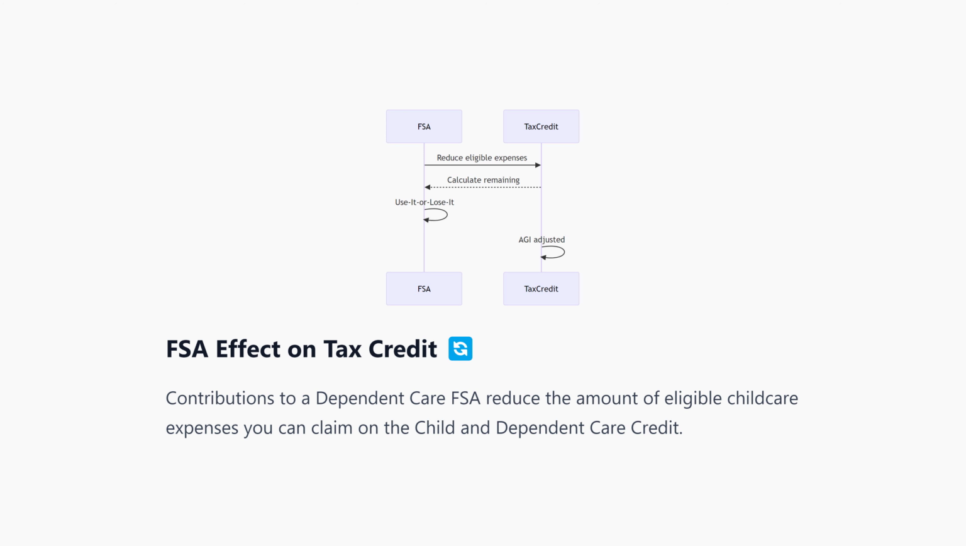When contributing to a Dependent Care FSA, these contributions reduce the child care expenses you can claim for the Child and Dependent Care Credit. This interaction does not prevent you from claiming the credit, but lessens the amount of expenses you can claim. For instance, if your child care expenses are $10,000 and you contribute $5,000 to your FSA, you can only claim credit on the remaining $5,000.